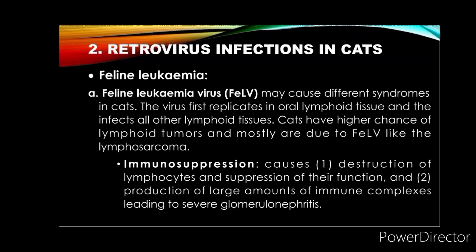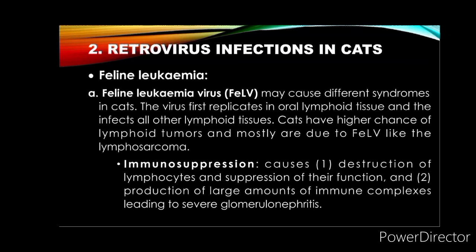Next, we have the retrovirus infections in cats. We have here the feline leukemia. The feline leukemia virus is an oncogenic retrovirus that may cause different syndromes in cats. The virus first replicates in oral lymphoid tissue and infects all other lymphoid tissues. Cats have a higher chance of lymphoid tumors, and mostly these are due to feline leukemia virus, like lymphosarcoma.